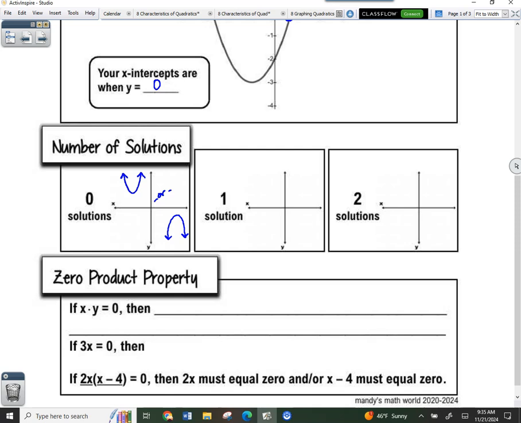In that case, there's no solutions because it's clearly not crossing the x-axis. All right? Or it could have 1, which means it's what? It's actually sitting on the x-axis. Or it can have 2, which is what we're used to, where it's either above or below, and it's actually crossing the x-axis, right?